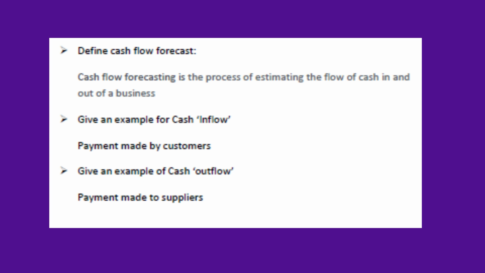An example of cash outflow would be payment to suppliers. You would have to hand them money. That would be money going out of your business or any business. Again, you may have come up with different ideas.